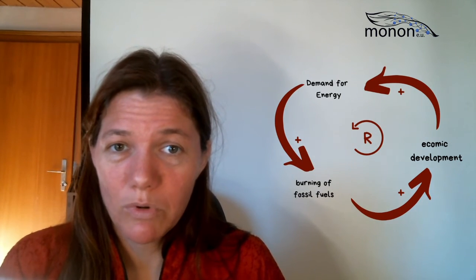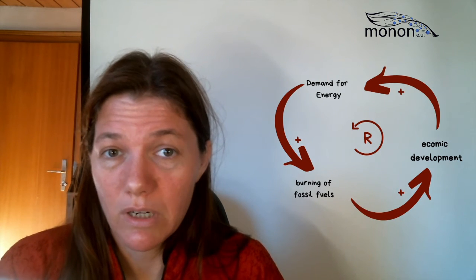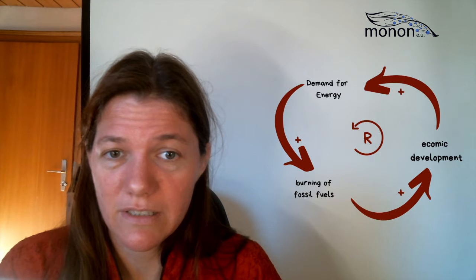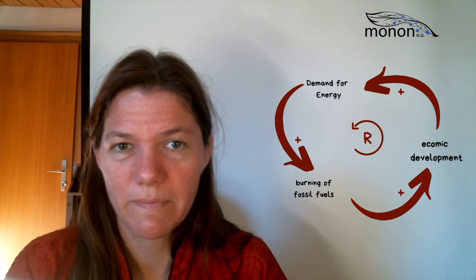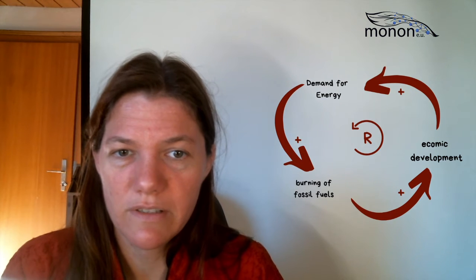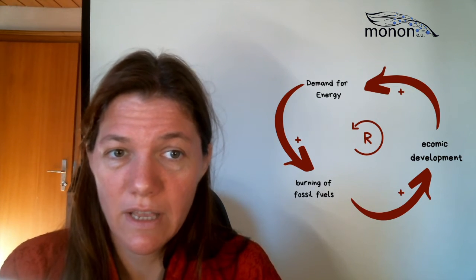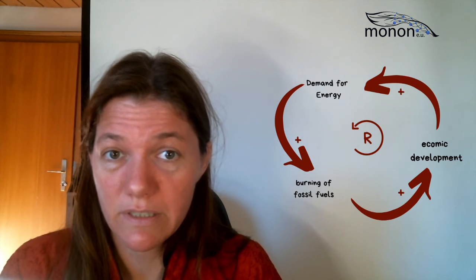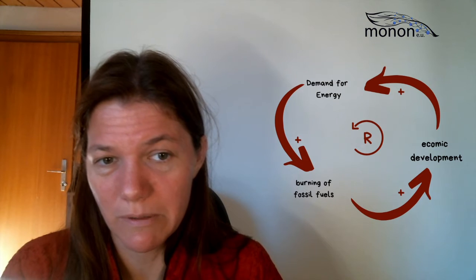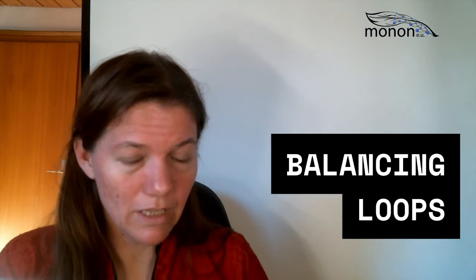So it would be, the more demand for energy there is, and you can start reading a systems diagram anywhere you want. I can start from demand for energy, I can start from burning of fossil fuels, or wherever fits you best. So the more demand for energy there is, the more burning of fossil fuels there will be. The more burning of fossil fuels there is, the more economic development there will be, and the more economic development there is, the higher the demand for energy will be. All right, that much about reinforcing loops. I guess that should be fine.